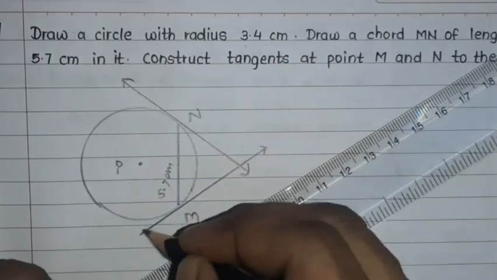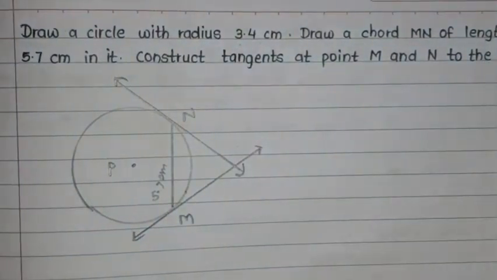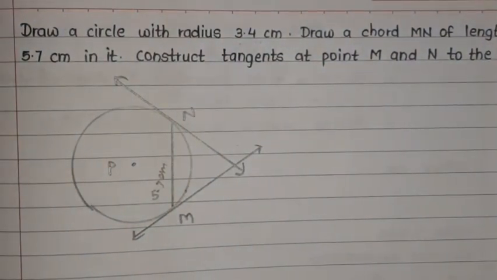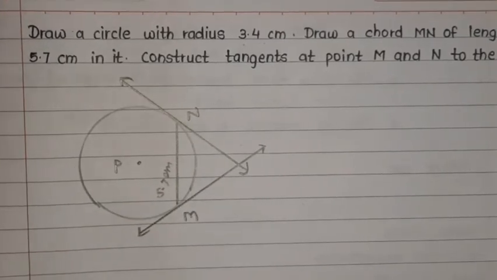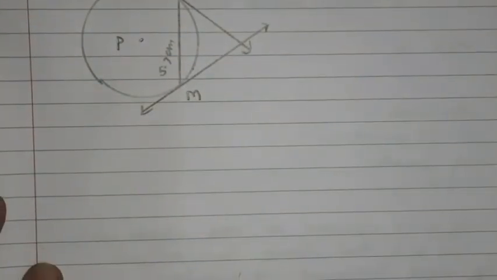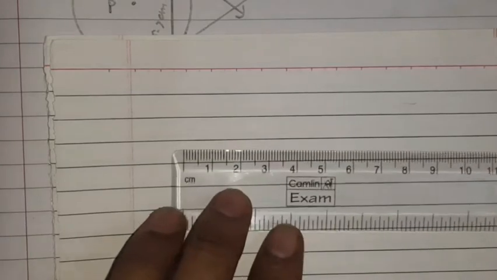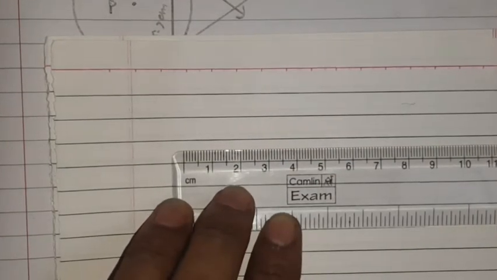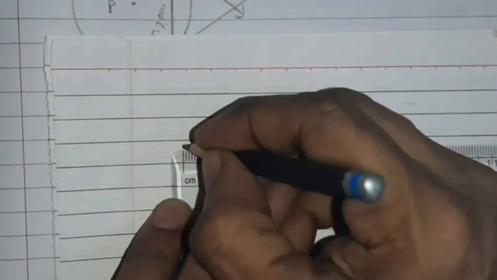Now see dear student, I have already explained you when the point is on a circle, we can draw one and only one tangent to the circle. Now see dear student, it is simple thing, just we have to know how this tangent at M and N we have to construct. Therefore first of all we have to draw the circle of given radius. Radius of a circle is 3.4 centimeter.